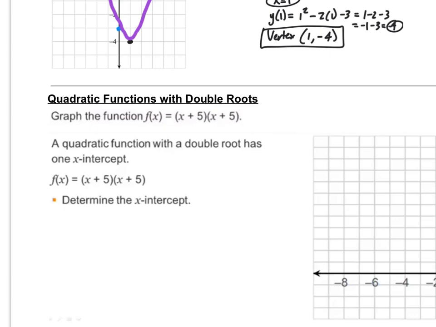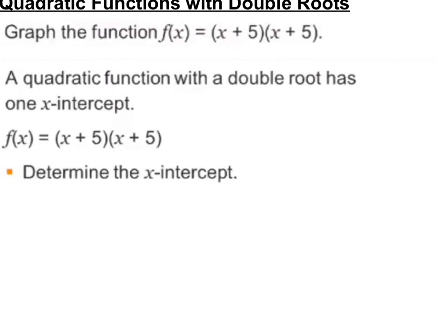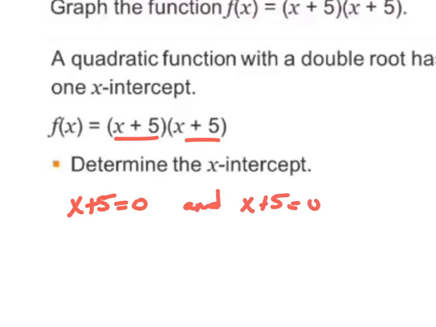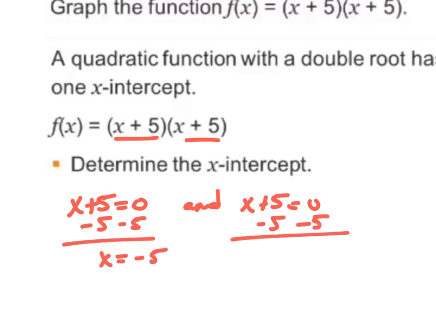What we end up having is this. If we were to find the x-intercept, then I would set each of these factors equal to 0. So I get x plus 5 equals 0, and I get x plus 5 equals 0. So I get two of these. If I subtract 5 from both sides, I'm going to get x is equal to negative 5. Do the same thing here, and I get x is equal to negative 5. So you get the same thing when you have double roots.